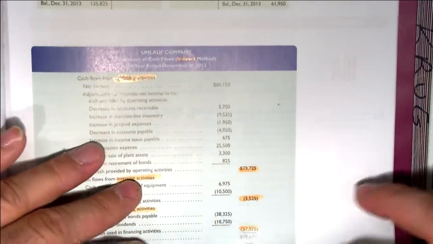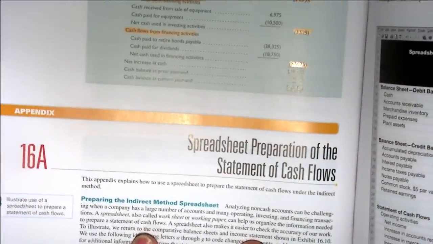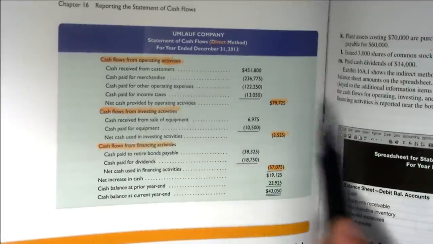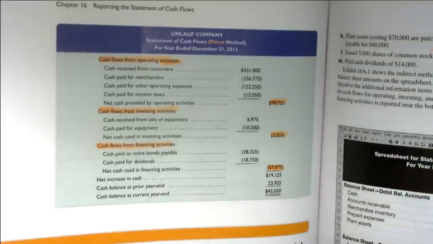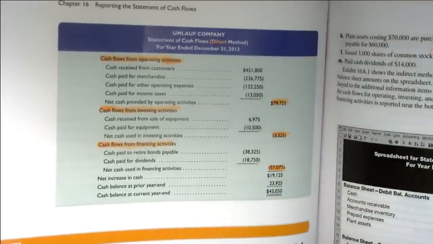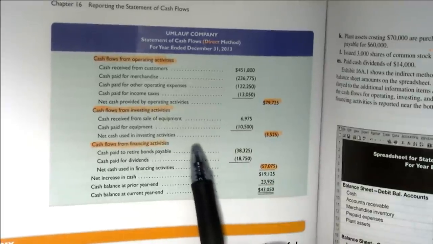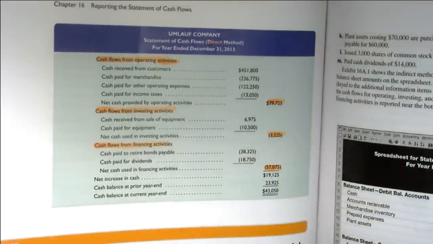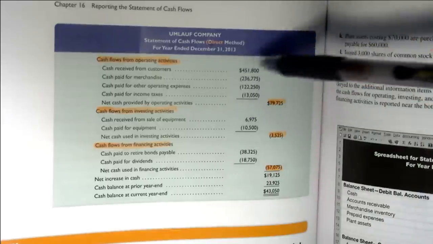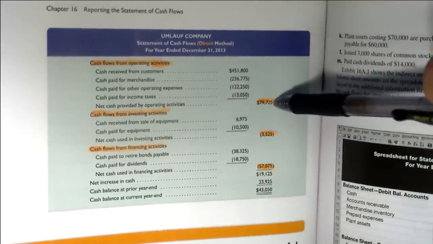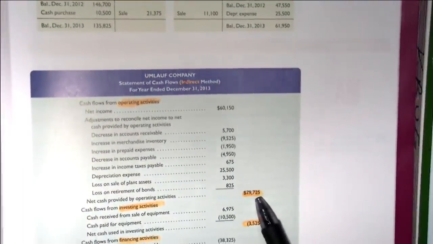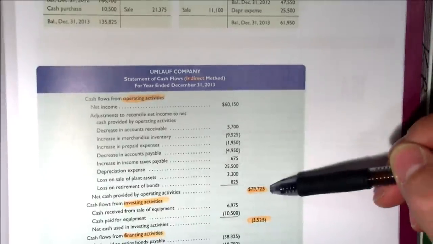If you look at the next page, they have a similar cash flow statement, and it also has three sections, operating, investing, and financing, and they arrive at the same three numbers. So what is the difference between these two cash flow statements? Well, this cash flow statement on page 656 is constructed using the direct method. And the difference between the direct method and the indirect method is just how they arrive at this number right here. Look at this one, 79,725. Look at the previous page. Again, it's 79,725. But the way they arrived at that operating cash flow number is different.